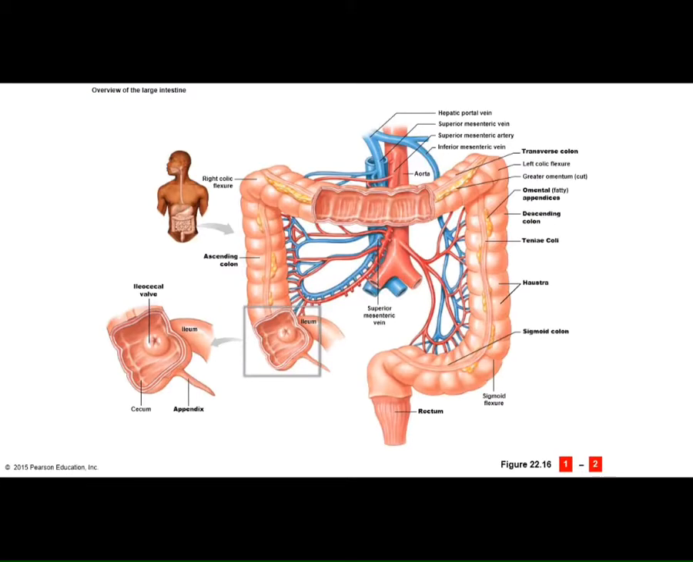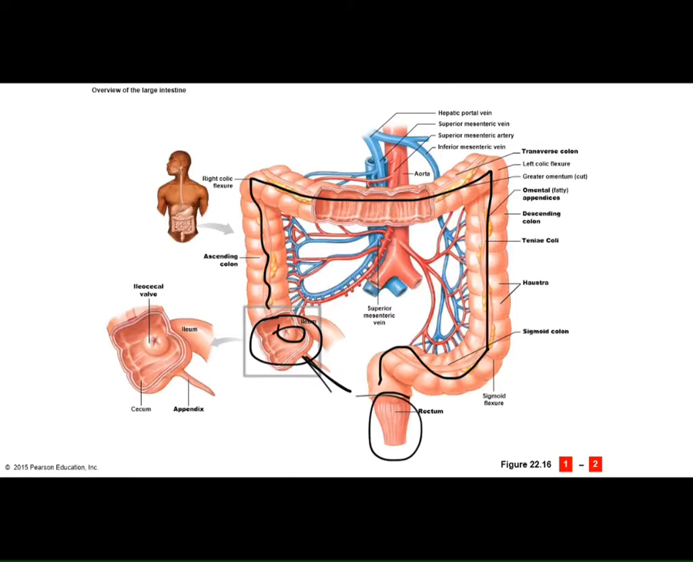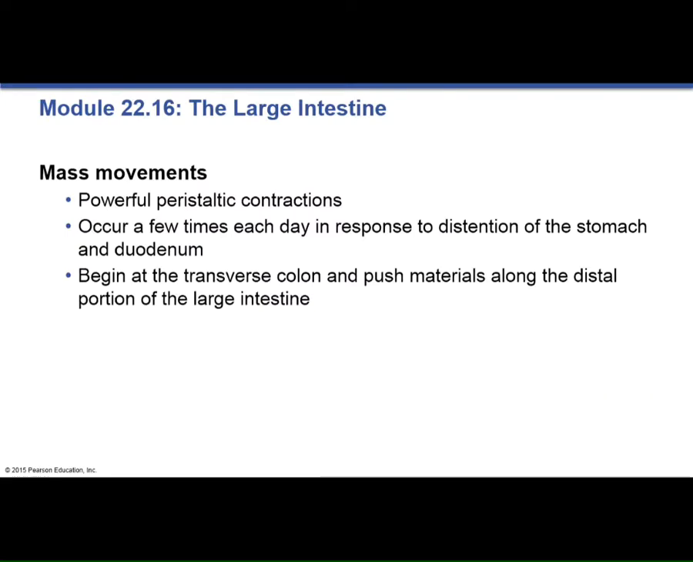So you're familiar with the cecum. Here's the ileocecal valve. Here's the cecum. There's the appendix. Up the ascending, across the transverse, down the descending, through the sigmoidal colon, and then into the rectum. Now, through the large intestine, there are mass movements, powerful peristaltic contractions. They're going to be happening every day in response to distension of the stomach. So as you eat, or as food is going into your stomach or your duodenum, you're going to be having these powerful contractions through the large colon, and this is going to start pushing feces toward the anus.